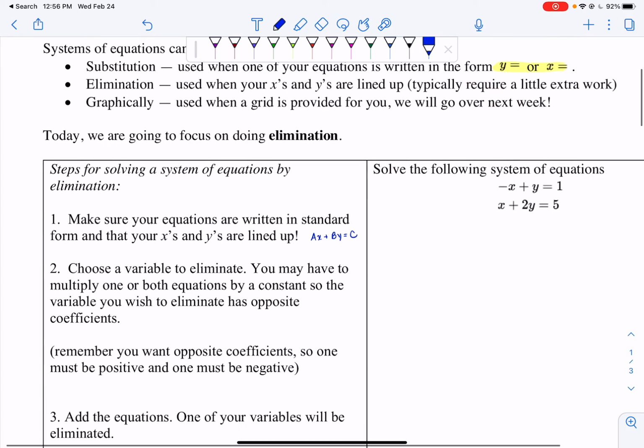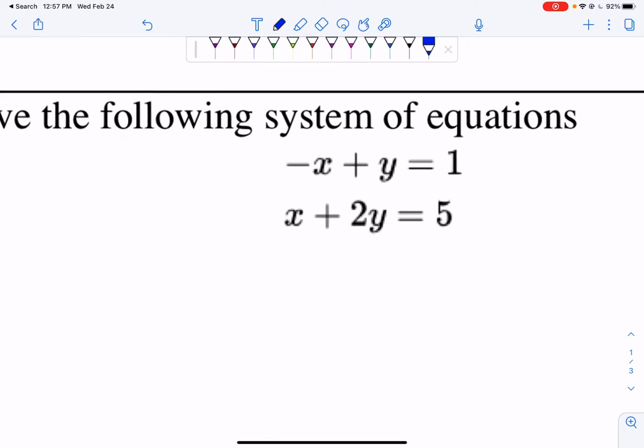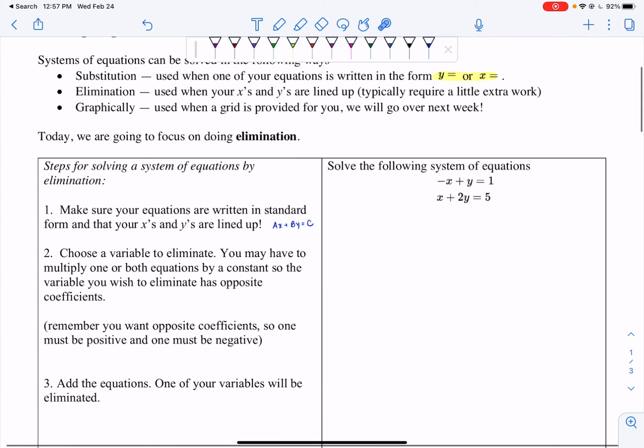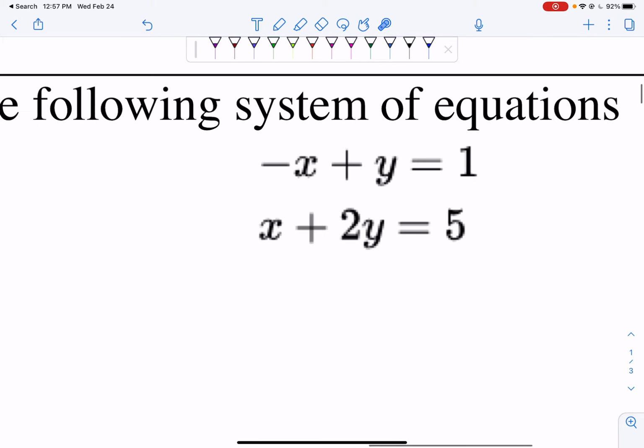Step 1 says make sure that those equations are written in standard form and that your x's and y's are lined up. If you look, my x's are on top of my x's, my y's are on top of y's, equals on top of equals, and number on top of number. Step 2, choose a variable to eliminate. You may have to multiply one or both equations by a constant so that the variable you wish to eliminate has the opposite coefficient. Remember, you want opposite coefficients, so one must be positive and one must be negative. Here's my one reminder: whenever you don't see something in front of a variable, please put a 1. So here I'll put a 1y, and here I'll put a negative 1x, and here I'll put a 1x.